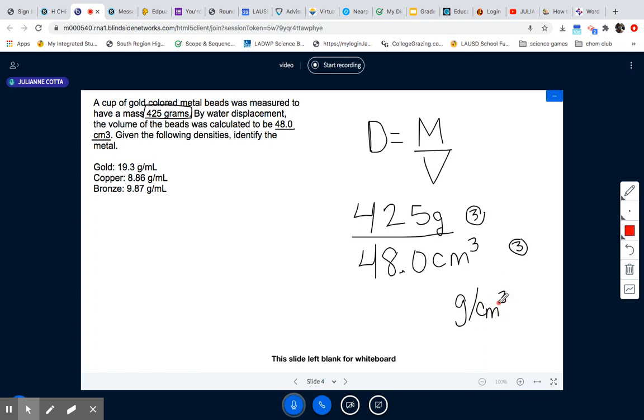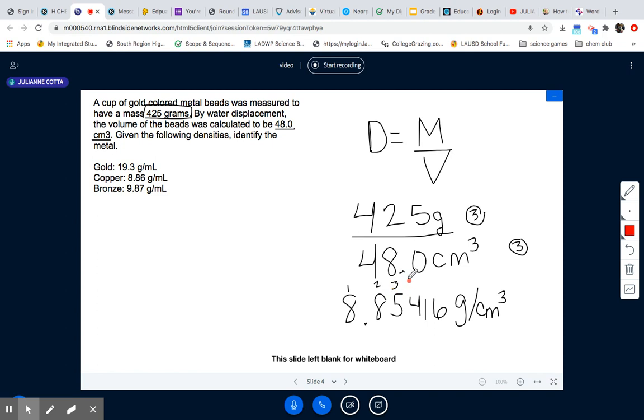Okay, now I'm going to do the division in my calculator. 425 grams divided by 48.0 centimeters cubed gives me 8.85416. And there's more digits, but that's all I need because I'm going to round it using my significant figures. When I look at my significant figures, they both have 3 significant figures. So my answer also needs to have 3 significant figures.